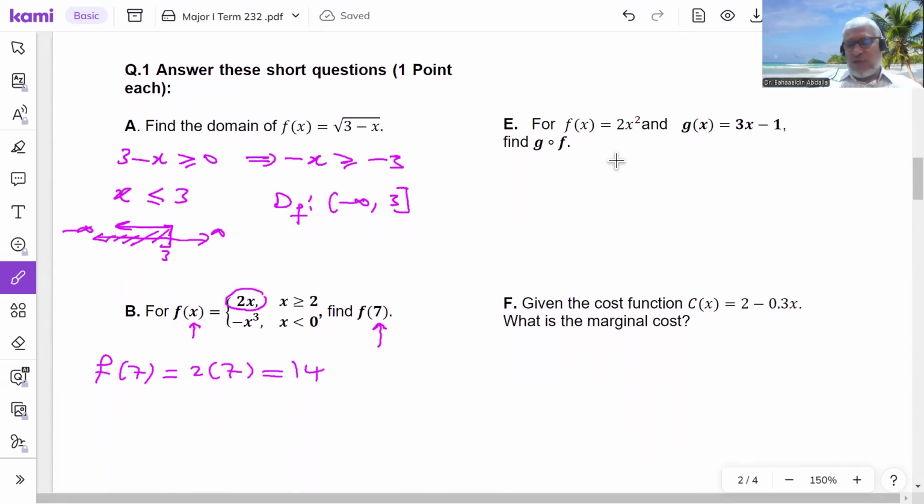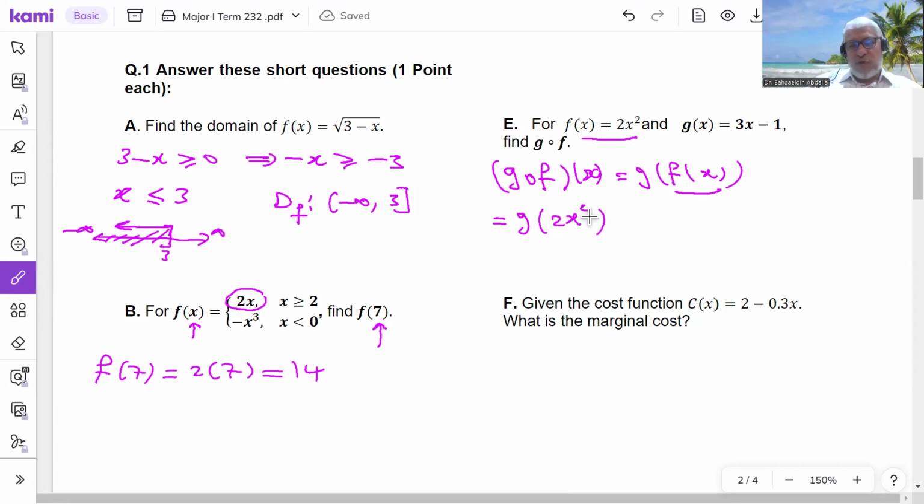I have two functions, f and g, and we need to find g circle f. Well, the definition of g circle f of x is g of f of x. This is the definition. We replace the circle by parentheses. And now to evaluate g of f of x, we write first the definition of f of x. So this is equal to g of, so we keep g of, and where is f of x? What is f of x? It is 2x squared, so we put 2x squared here.